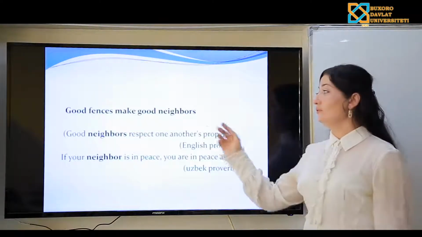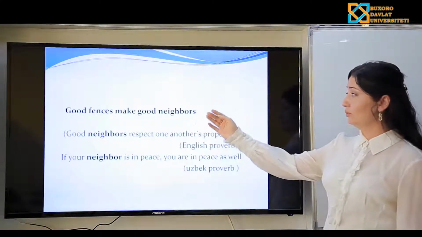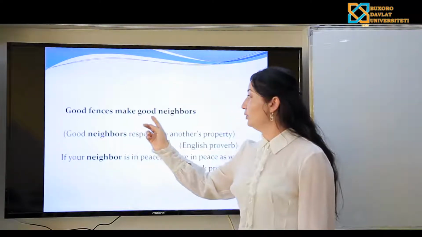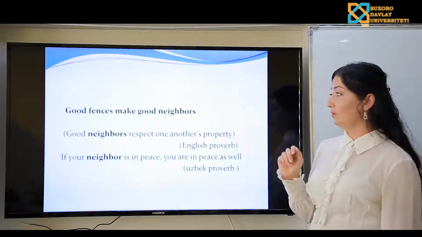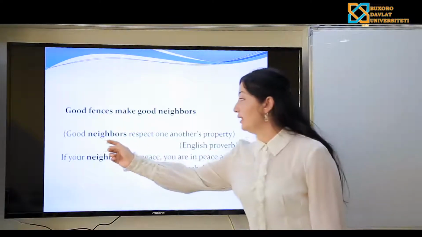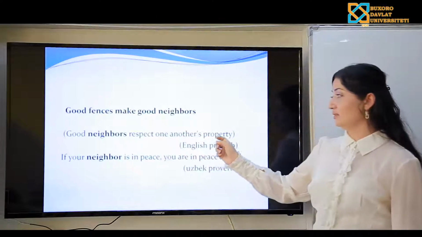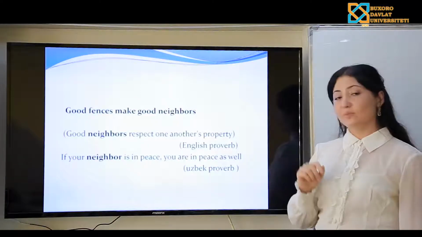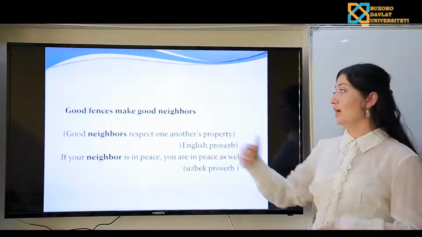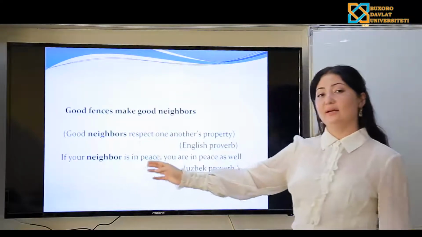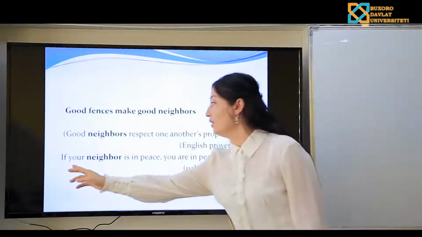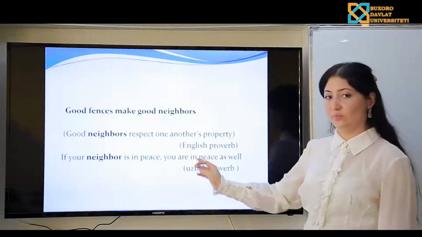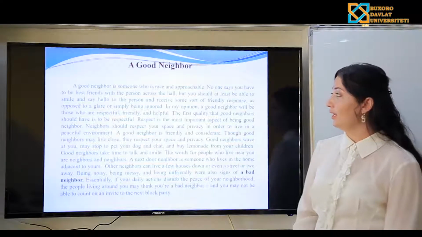First of all, I would like to start this topic with proverbs. Good fences make good neighbors. What does it mean? It means good neighbors respect one another's property. In the Uzbek language, we can also compare this proverb with an Uzbek proverb. For example, if your neighbor is in peace, you are in peace as well. This is an Uzbek proverb.